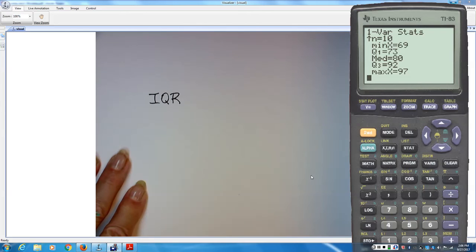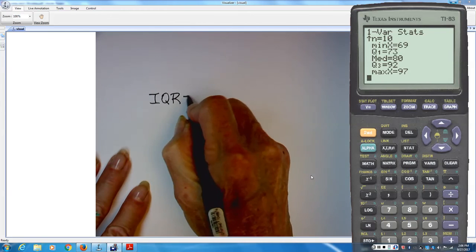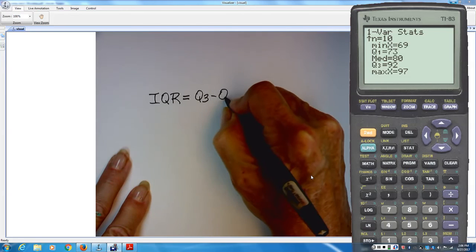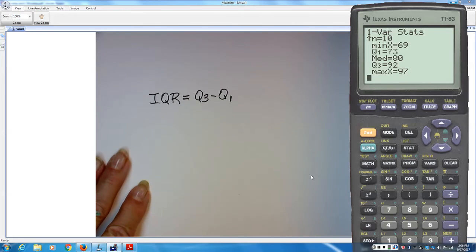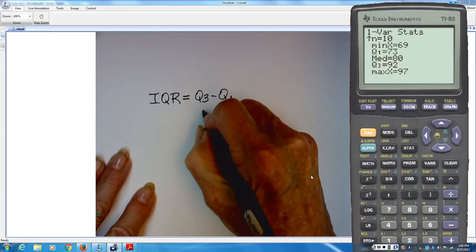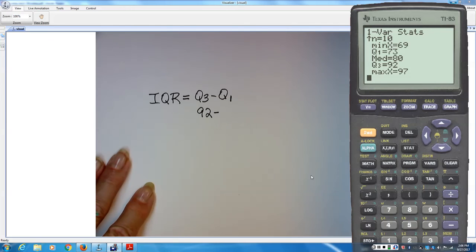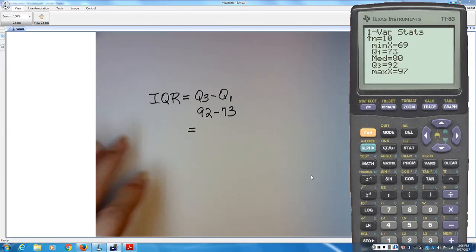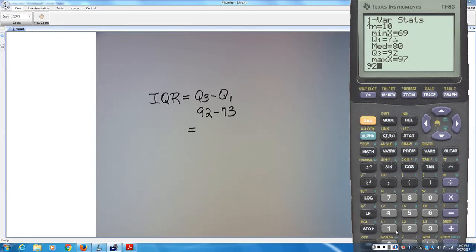The interquartile range, which is called the IQR for short, is Q3 minus Q1. Inter means between, and quartile is the quartile. So it's basically the distance between the quartiles. So since our Q3 value is 92, and our Q1 value is 73, then the interquartile range is 19.